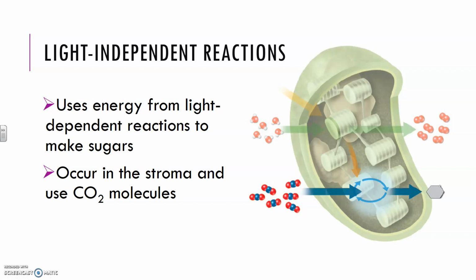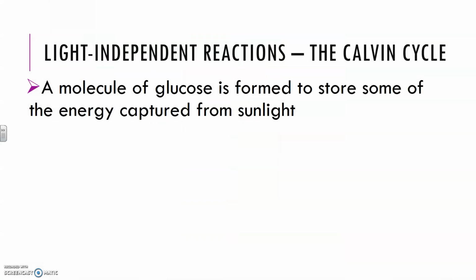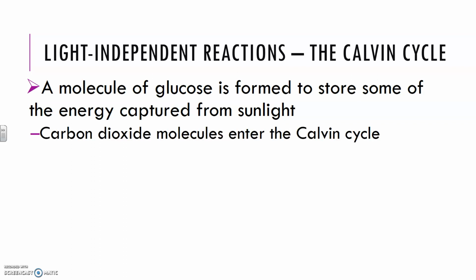The reactions in the stroma are going to use those carbon dioxide molecules in order to build a 6-carbon molecule. So a molecule of glucose is formed to store some of that energy that's captured from the sun. It's actually a pretty good storage system for that. The light-independent reactions are named after the scientists who discovered the majority of it, or the basics of it. It's known as the Calvin cycle.